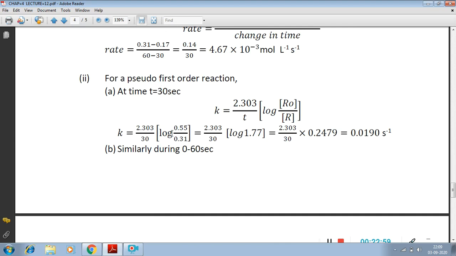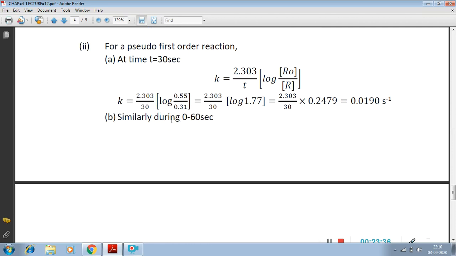Now 2.303 divided by the time interval, which is 30 seconds, so I have written 30 seconds here. R0 that is 0.55 divided by R that is 0.31. So you will get 2.303 divided by 30 into log 1.77. Log 1.77 is 0.2479, and by solving this you will get 0.0190 second inverse. That is our first K value.